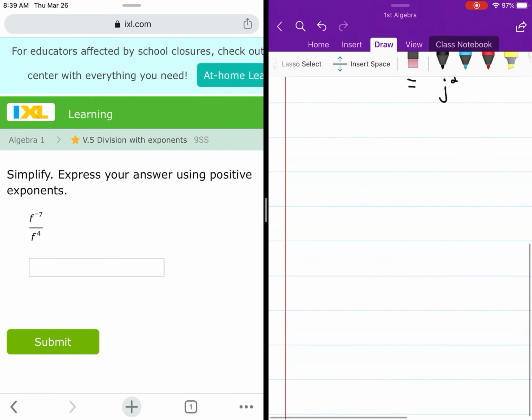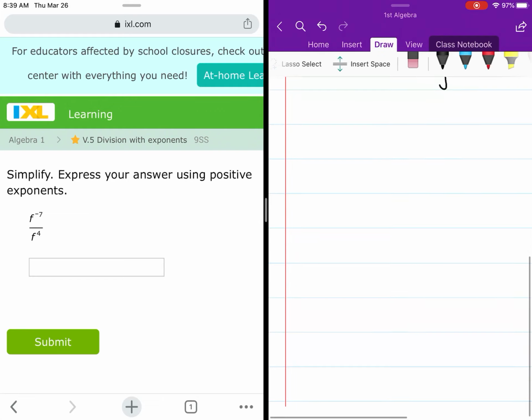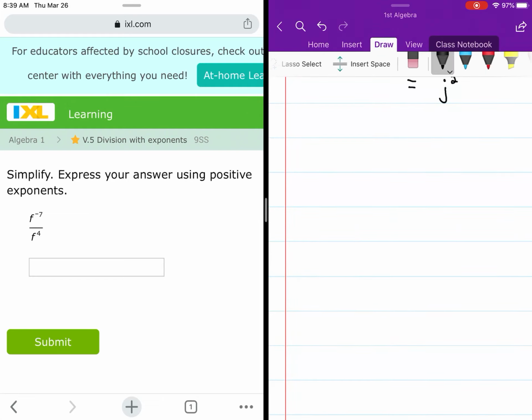Here's another example of the division. So F^(-7) divided by F^4, F^(-7 minus 4). So this is also going to end up giving us a negative number. That's going to give us F^(-7, 8, 9, 10, 11).